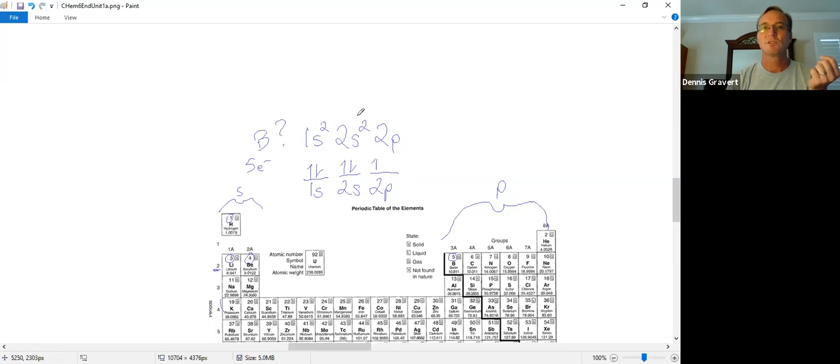We have 2 plus 2 is 4, and 1 more is 5. We have all 5 electrons of boron. Here's the electron configuration. You can do it either way on the exam, or I might specify that little half arrow form of electron configuration, so you need to be able to do both. Cool. All right.